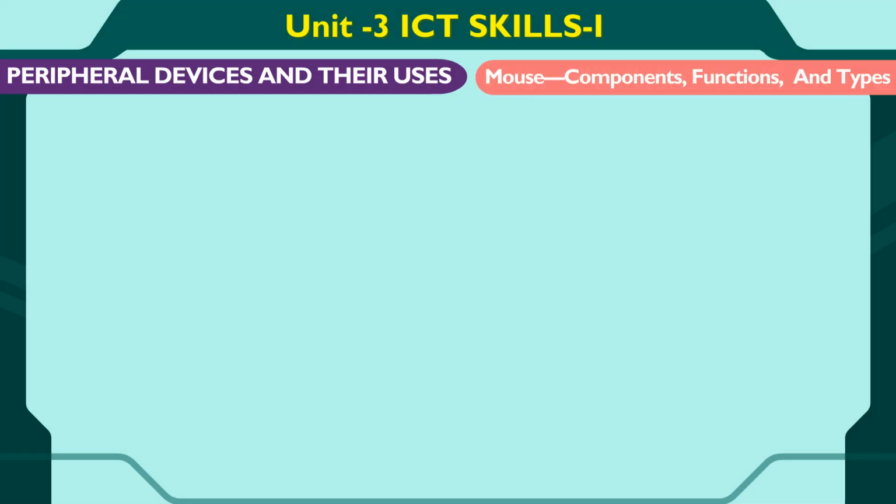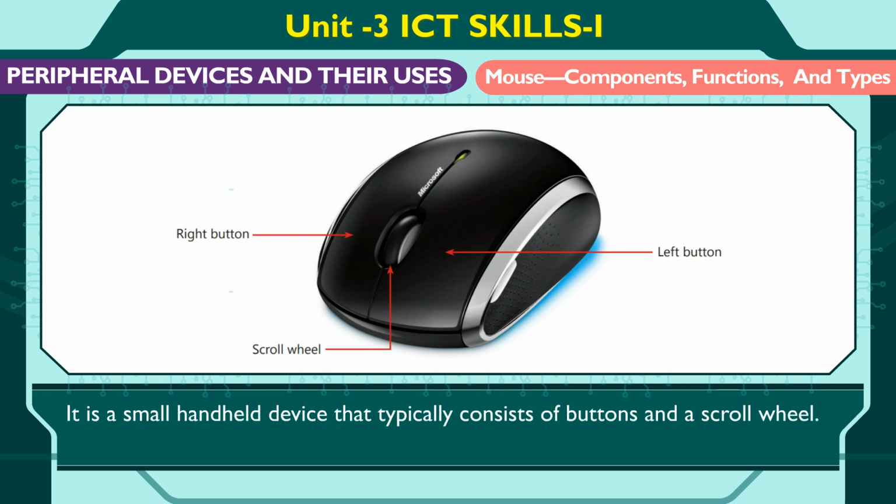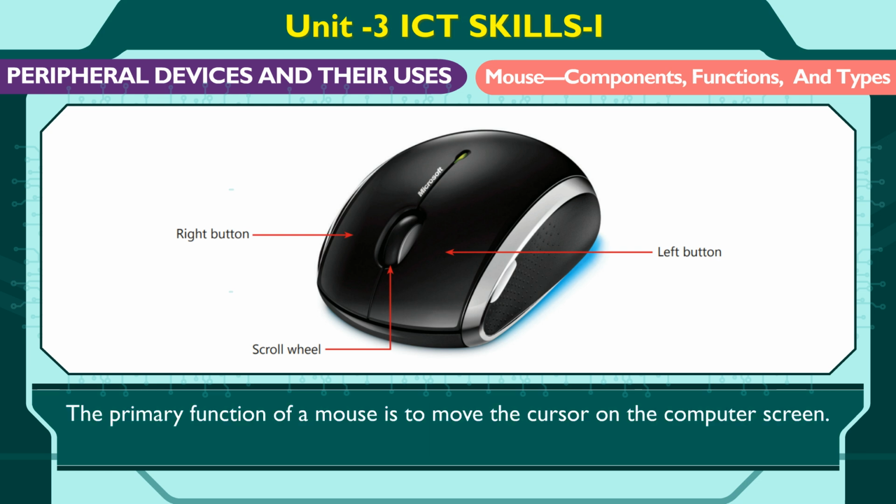Mouse. Components, functions, and types. A mouse is a pointing device that allows users to interact with the graphical user interface (GUI). It is a small handheld device that typically consists of buttons and a scroll wheel. The primary function of a mouse is to move the cursor on the computer screen.